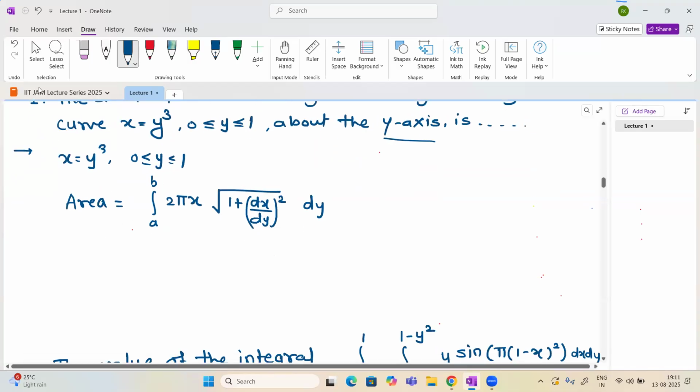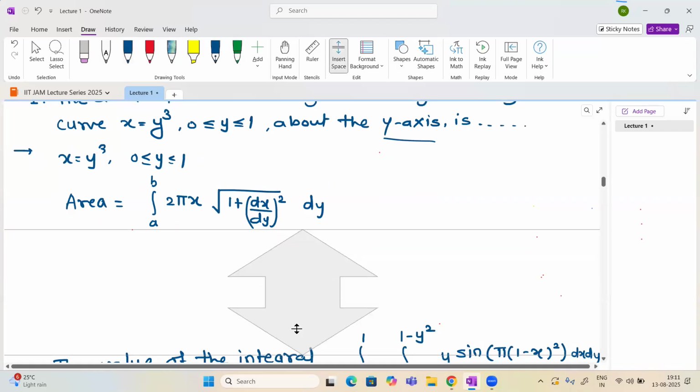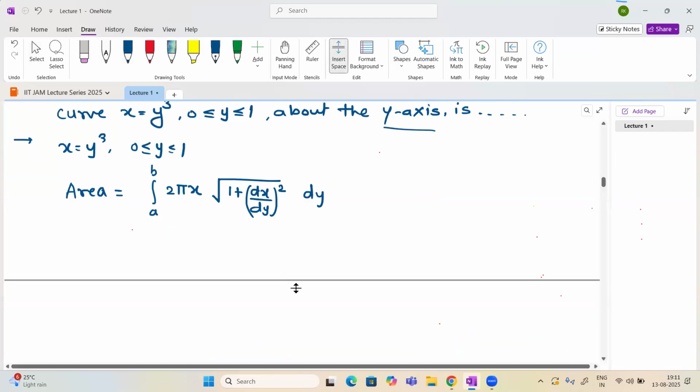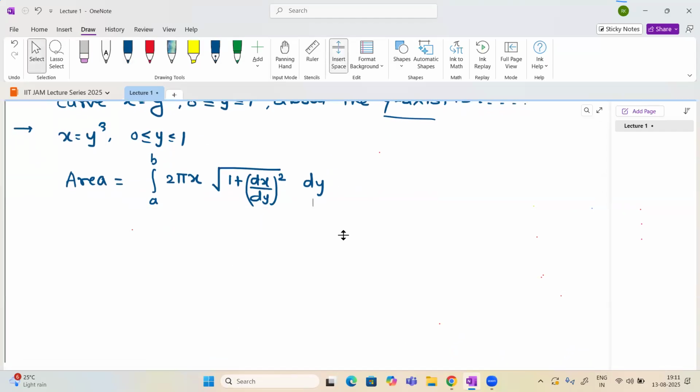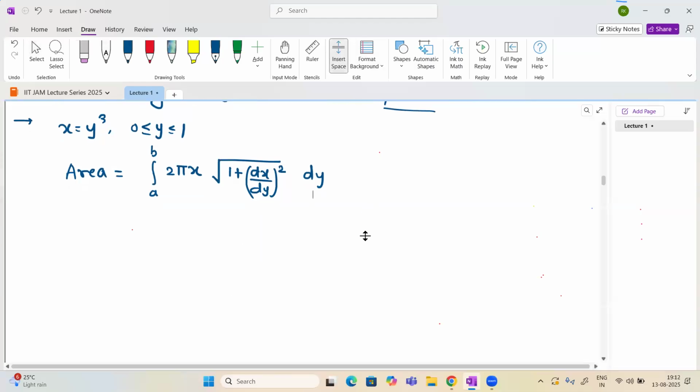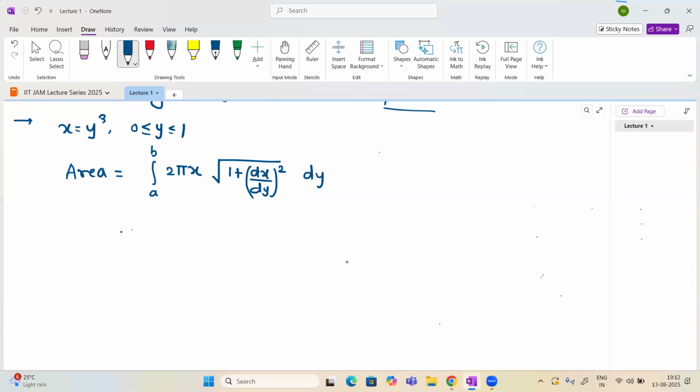Okay, so now using this formula, we have to find the surface area. What will be the values of a and b here? 0 and 1. Yes, they have directly given 0 and 1. See, 2 pi is a constant, so I will take it outside, right? What is the value of x here? y cube. Yeah, square root of 1 plus dx by dy.